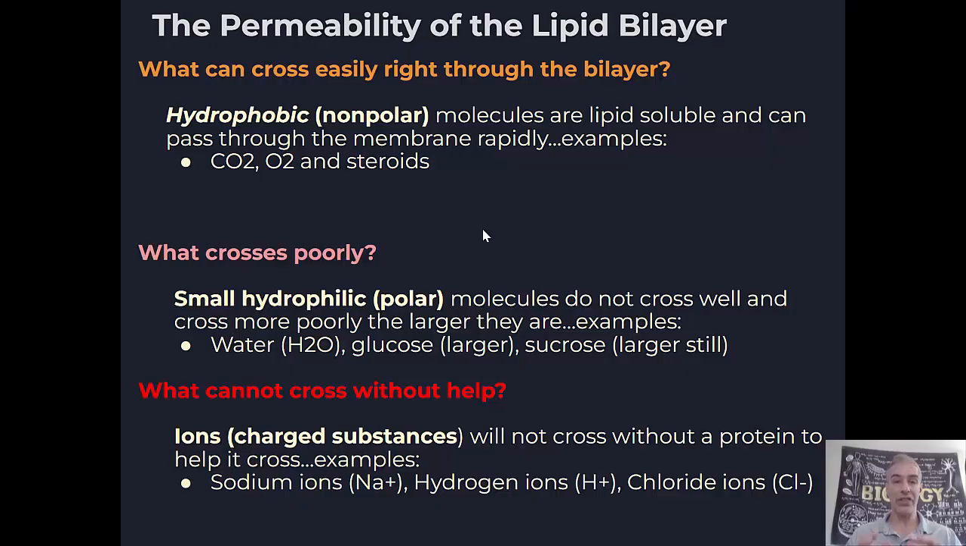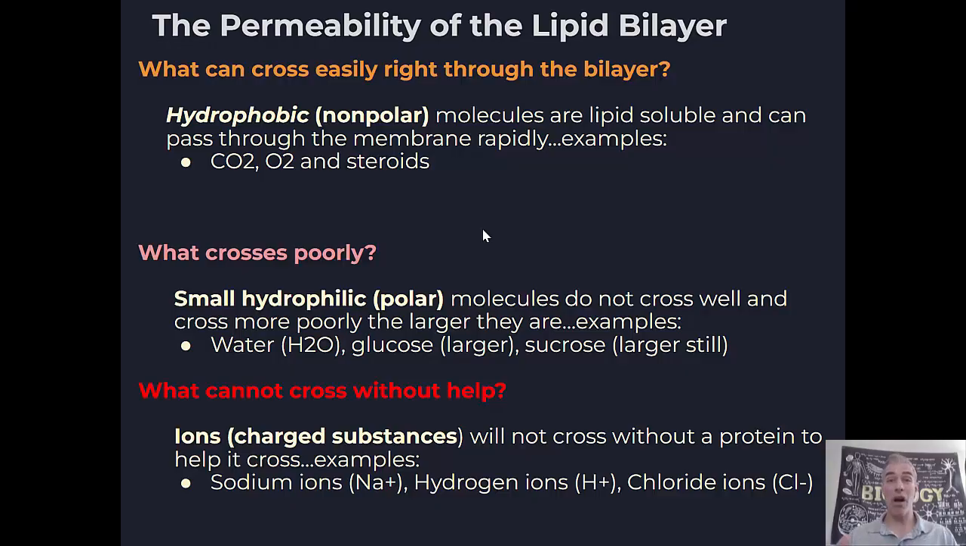And that now is dependent on the size of the molecule. So small hydrophilic molecules like water don't cross well. They'll sneak across occasionally, but not well enough to be physiologically relevant for the processes that our cells need to do. So they usually need help getting across. We'll talk about that in a minute. Things that don't cross well would be like water, glucose, which is even worse because it's a larger molecule than water and it's polar. Sucrose is even bigger, so that'll cross even more poorly. So small hydrophilic molecules that are polar do not cross well. As they get larger, they basically can't cross at all if they get too big.